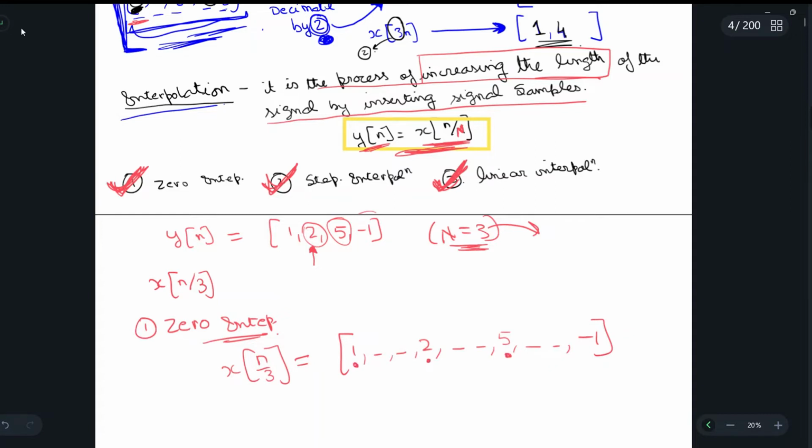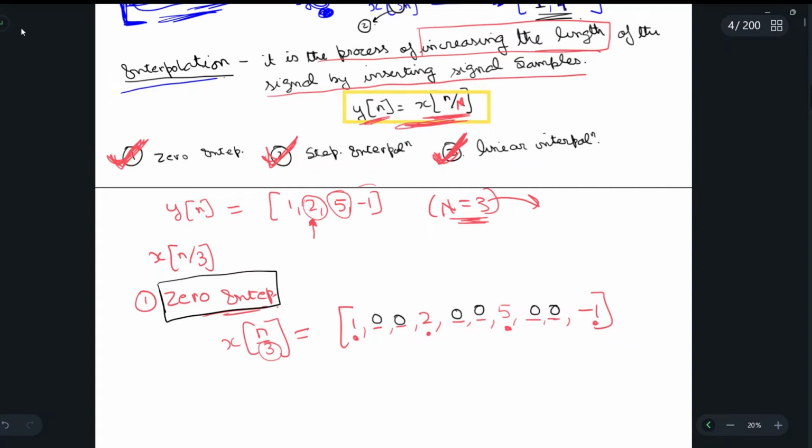Now we wrote the dashes over here. Why did we put 2 dashes? Because we had to interpolate by 3. Suppose we had to interpolate by 2, then we would have written only 1 dash. So let us discuss 3 only. Now we are going to write 0 on the dashes that we have written. Simple. This was our answer for zero interpolation.